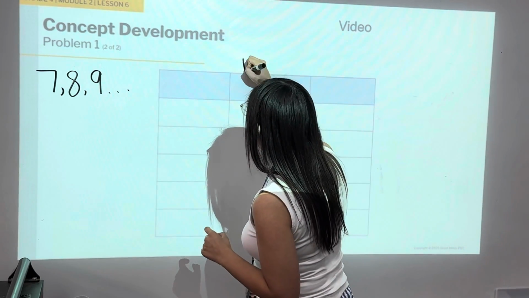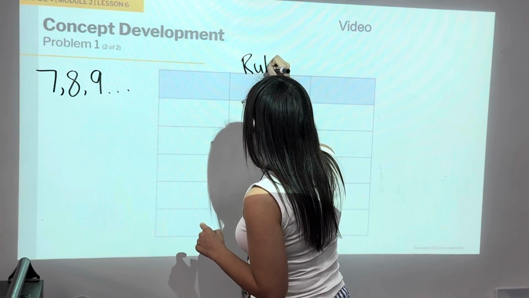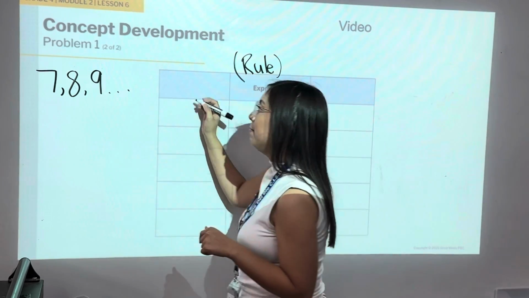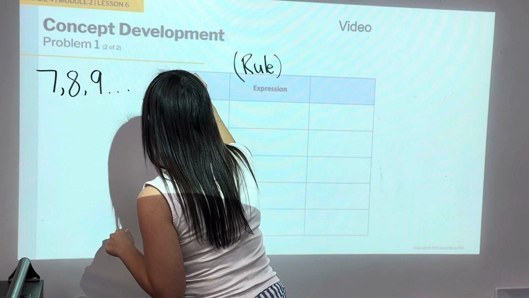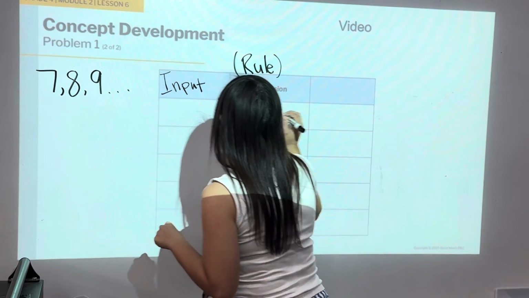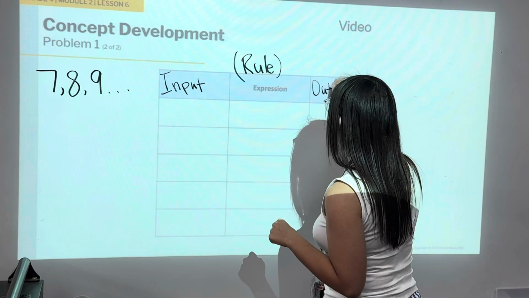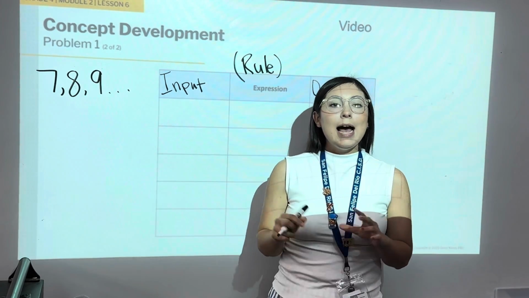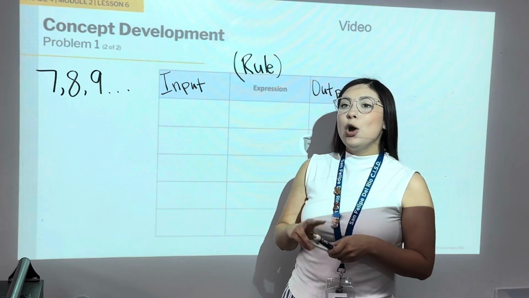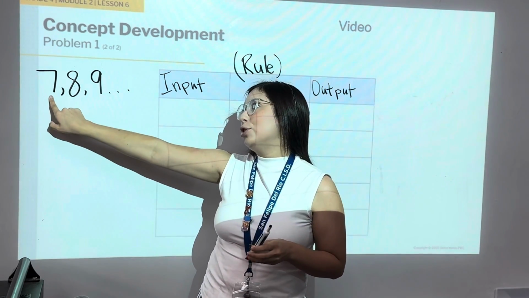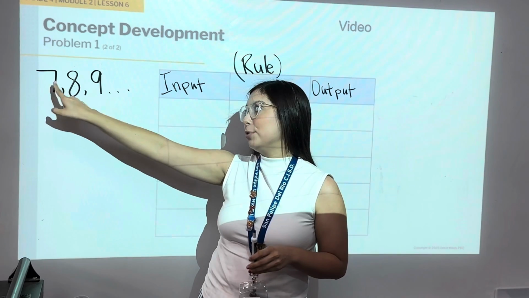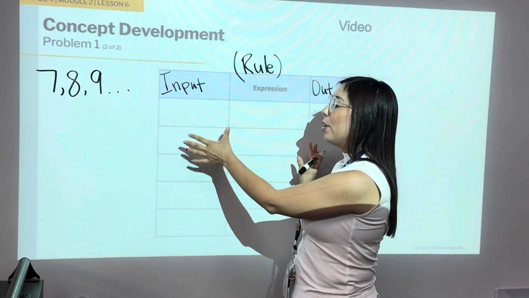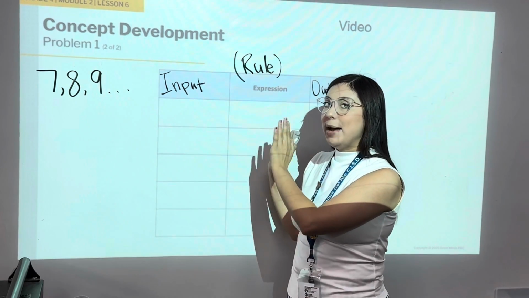So I'm just going to label rule here. I'm also going to go ahead and label input and output. Okay, so I need to figure out what do I do to this number to get this number, right? That's how I'm going to fill in my chart.